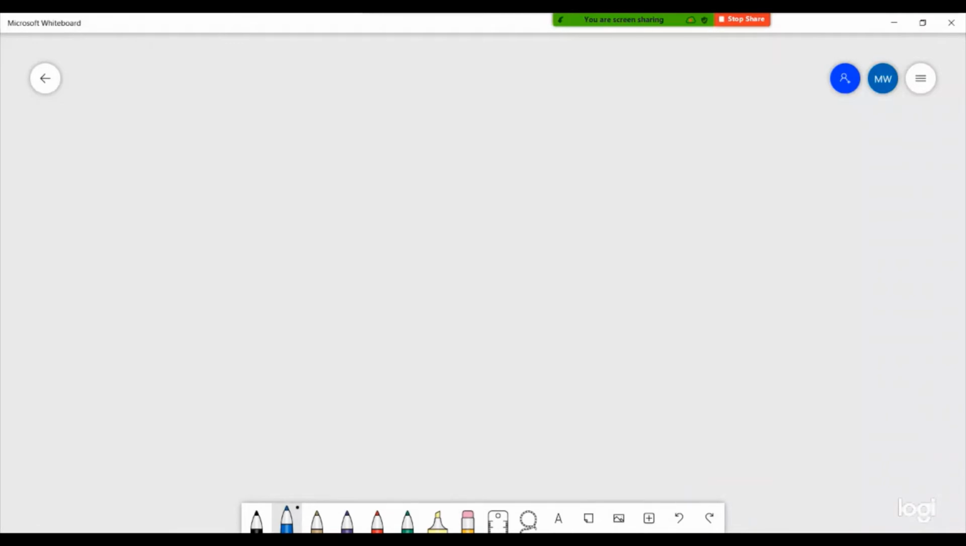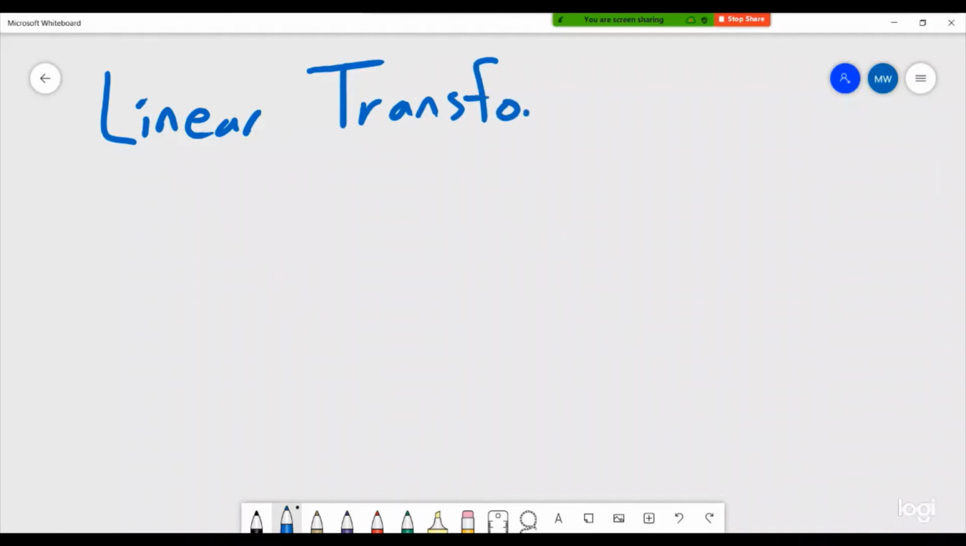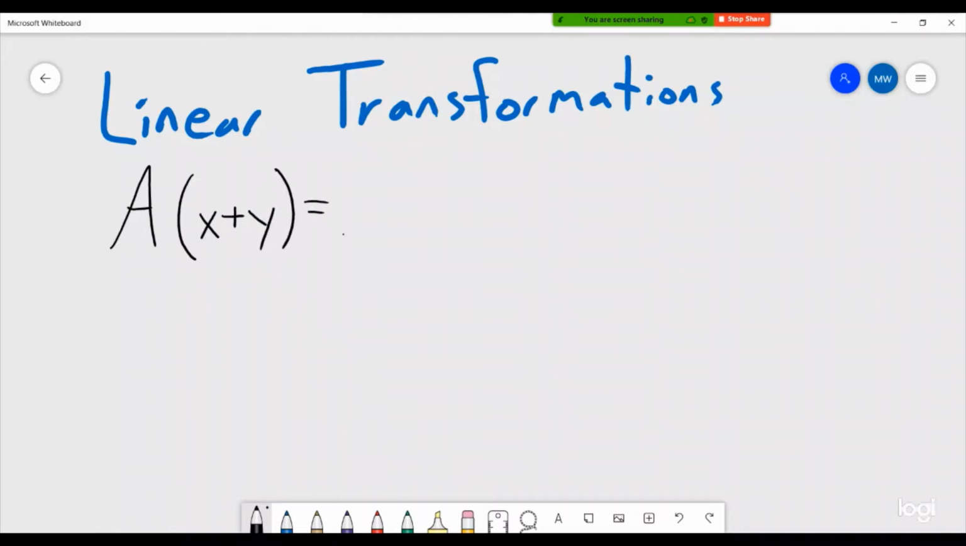So a linear transformation is anything that satisfies the following restrictions. It's anything that satisfies A times x plus y is equal to A times x plus A times y. So that's the first requirement for it to be a linear transformation.